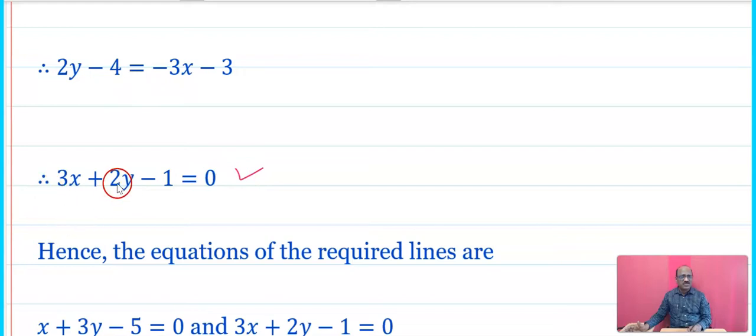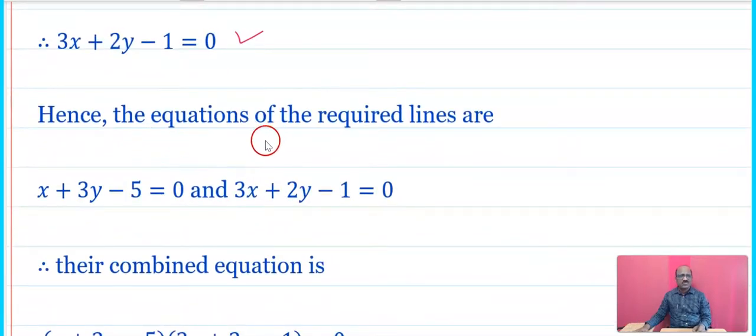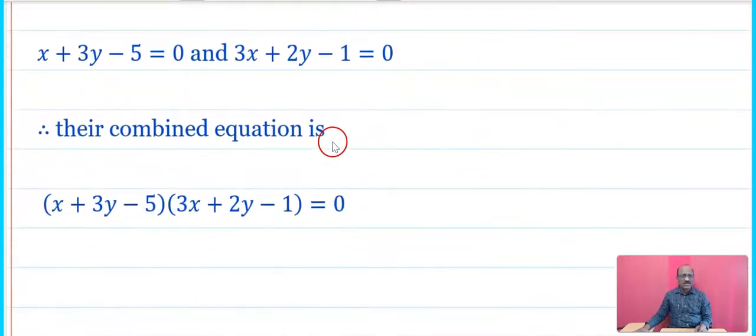Therefore 3x + 2y − 1 = 0. Hence the equations of the required lines are x + 3y − 5 = 0 and 3x + 2y − 1 = 0. Their combined equation is (x + 3y − 5)(3x + 2y − 1) = 0.